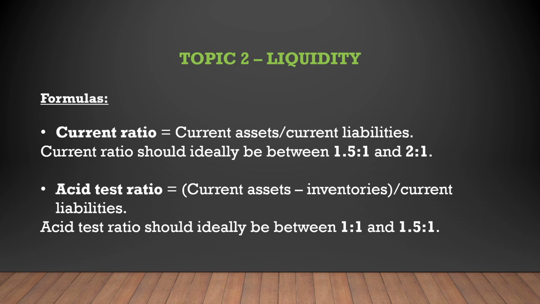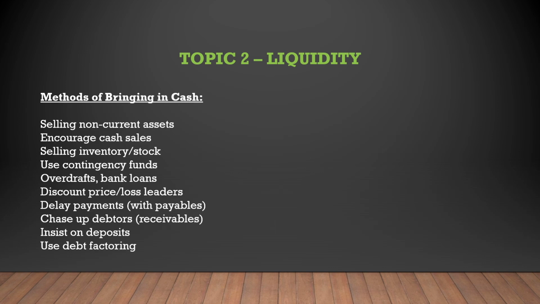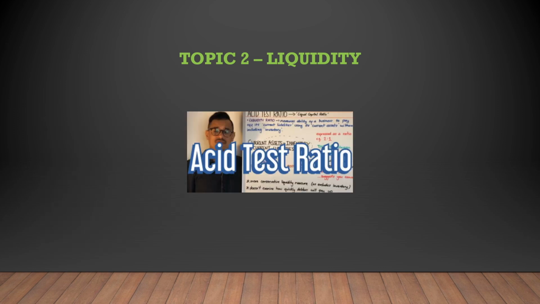And also the acid test ratio, so that's current assets minus inventories divided by current liabilities, and the acid test ratio should ideally be between 1 to 1 and 1.5 to 1. Methods of bringing in cash and improving your liquidity: selling non-current assets, encourage cash sales, selling inventory, use contingency funds, overdrafts, bank loans as sources of finance, discount price, perhaps loss leaders, delay payments with payables, chase up debtors, receivables, insist on deposits, or use debt factoring. For details on acid test ratio, click the card up there.